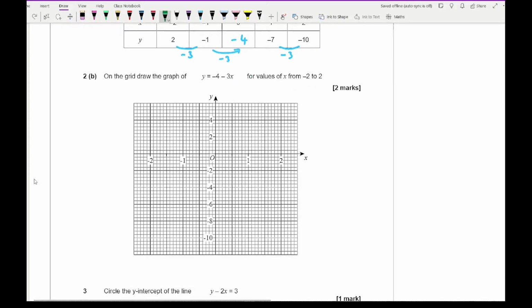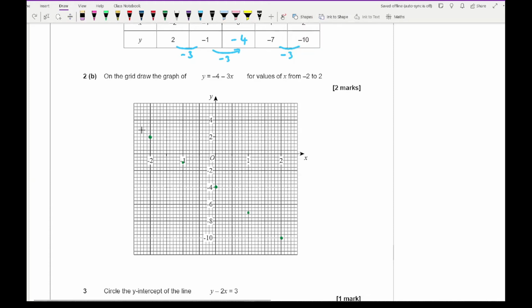So the first one is (-2, 2), which is here. Then it's at (-1, 1), which is going to be a little bit more awkward to plot, but that's going to be there. Then at 0 it's at -4, at 1 it's at -7, which is about there, and at 2 it's at -10. And then what you need to do is, with a ruler, join those points up.